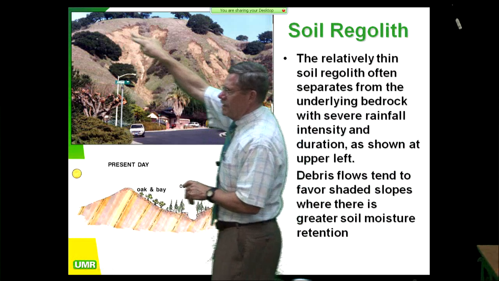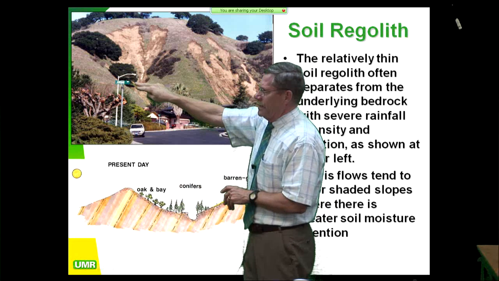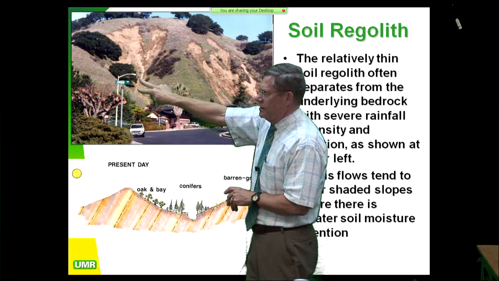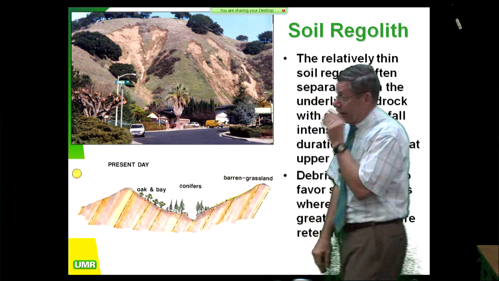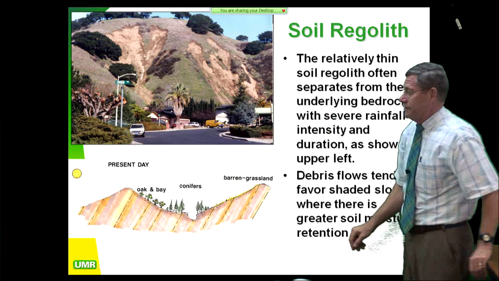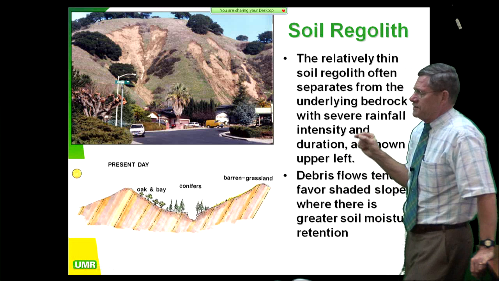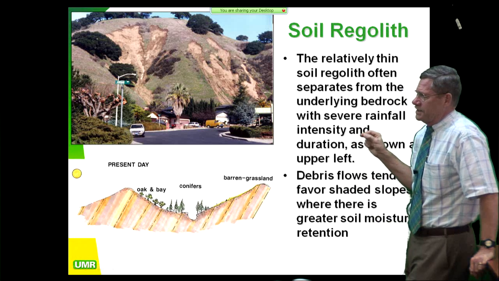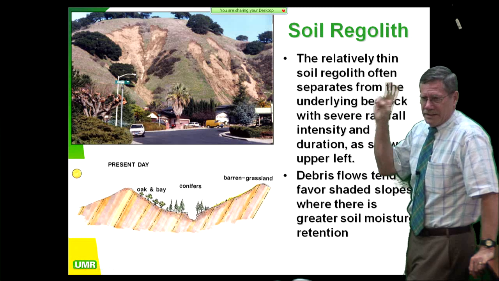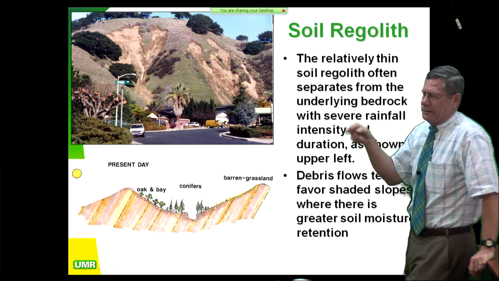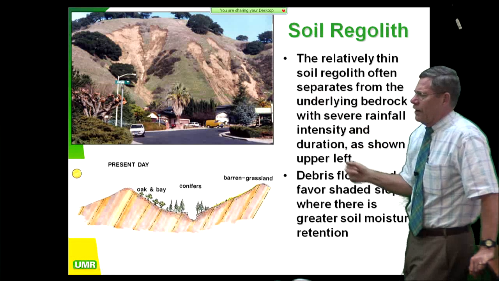Here's your big pear-shaped basin, and you see that all coming down into this one thin little chute here, and that chute is going to send all that debris into this house. And it can have a tremendous impact on the house. So it's a matter of severe rainfall intensity and duration. You have to have both. You have to have intensity, inches per hour, and duration, so many hours.